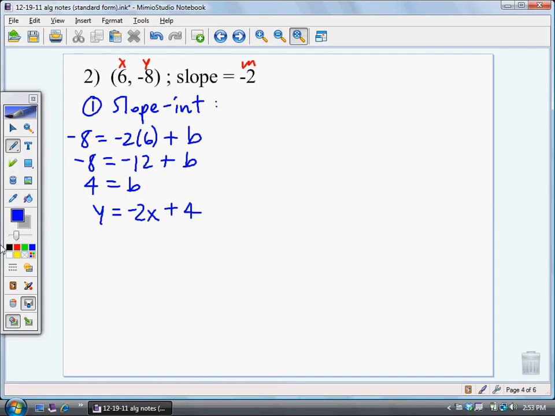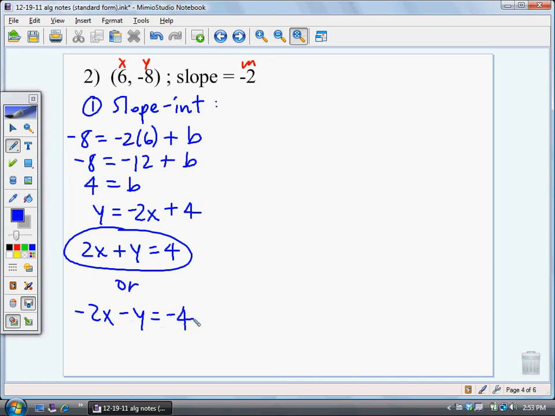plus 4. Okay, to put it into standard form, I just have to add 2x to each side. I get 2x plus y is equal to 4. If I multiply everything by negative 1, I get negative 2x minus y equals negative 4. And my slope is the opposite of a over b. Okay, that works. The ordered pair, when you put it in, 6, 2 times 6 is 12, plus negative 8 is 4. It'll also work on the second one.